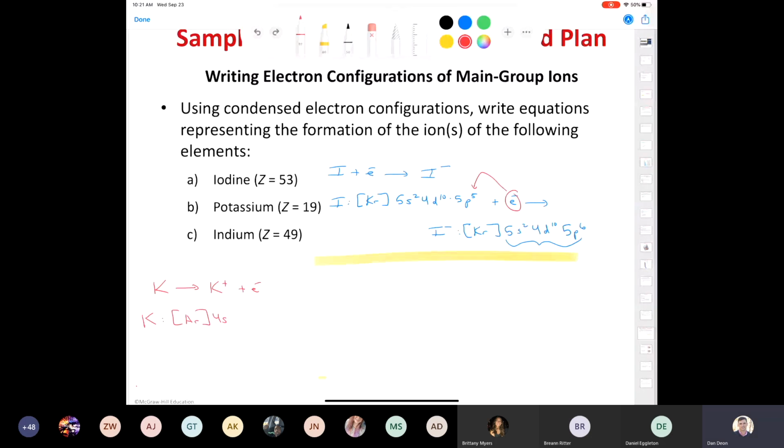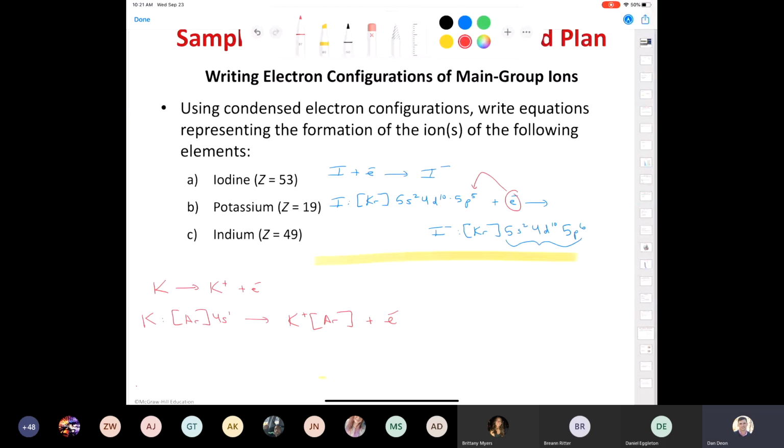Oh, I think I'm tired. Is anybody else tired? Just me? Okay, so then we end up with K plus being argon plus the electron like that. Okay, Violet's tired. Okay, one of us is tired.